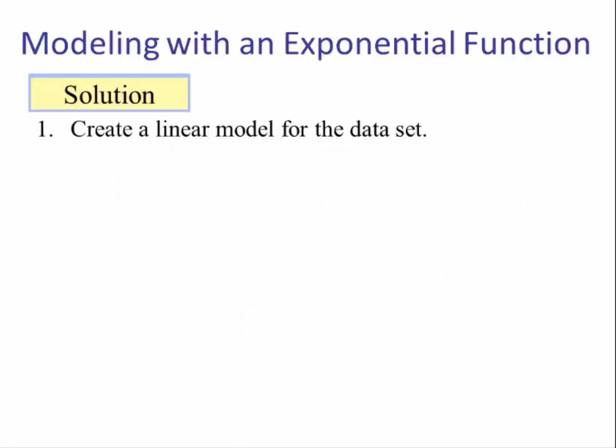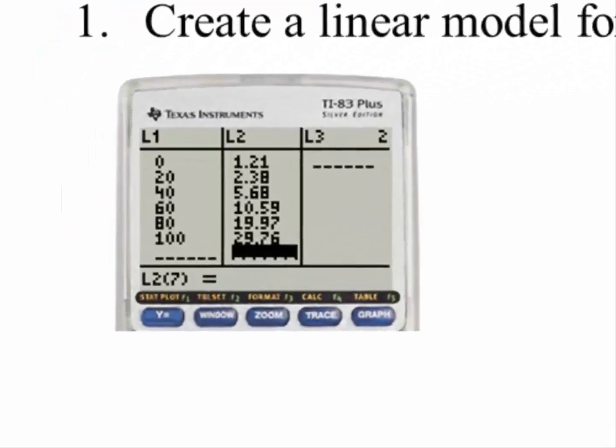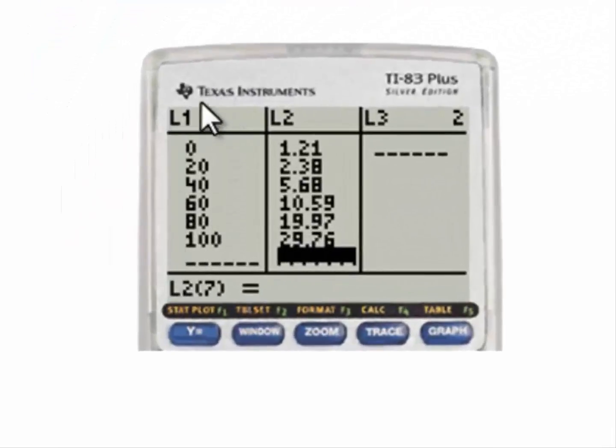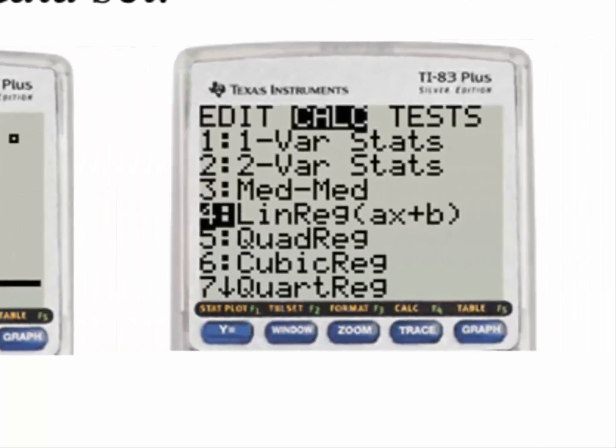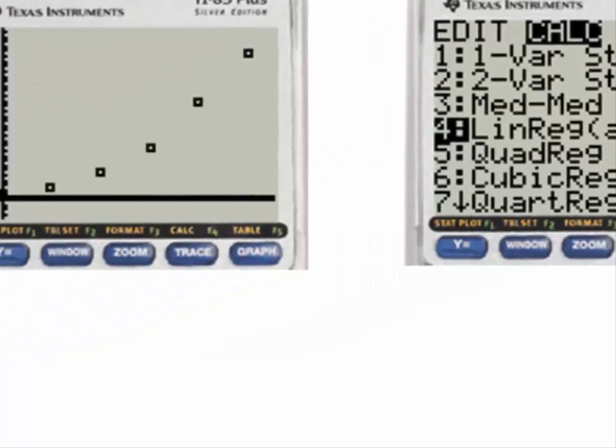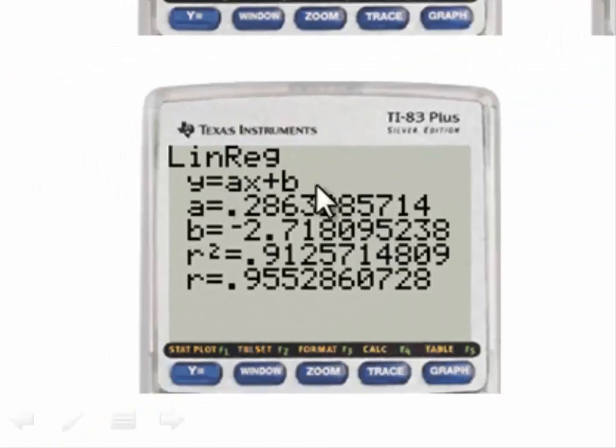Solution. To create a linear model for the data set, we put the value of t in list 1. In list 2, we put the population. We hit second y equals for stat plot, hit zoom stat, and graph. Next, we hit stat, calculate, number 4 for linear regression. And here we have the values for a, which is our slope, and the values for b, which is the y-intercept. And we see that r squared is 0.91.